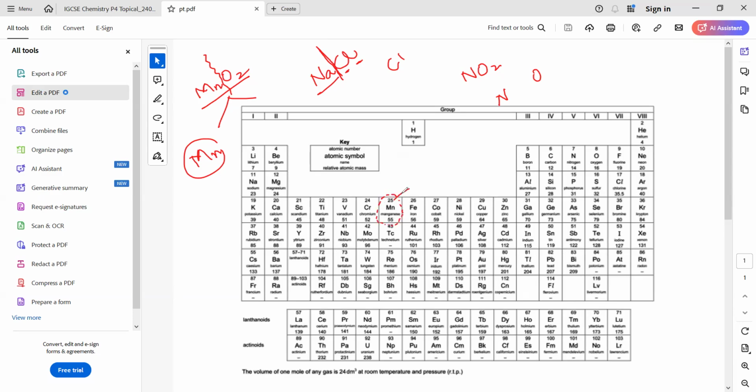So now there are two numbers. The top number is always the atomic number. See, they've given you this. And we are not discussing atomic numbers right now. We have to find out Ar, that's 55. So for Mn, it is 55. Do you guys get this part?